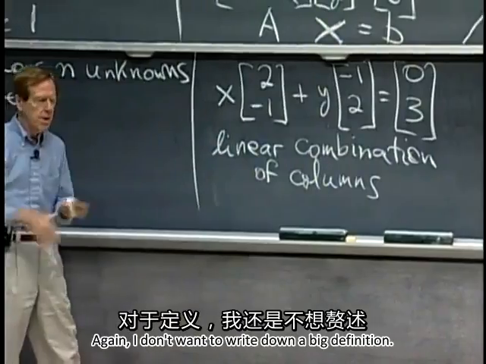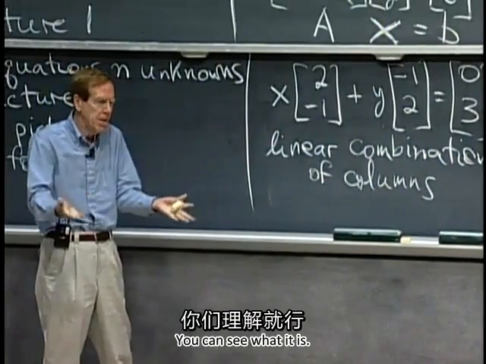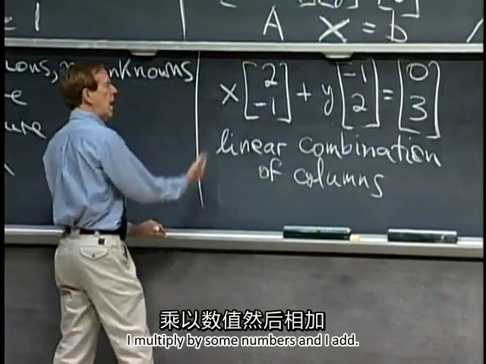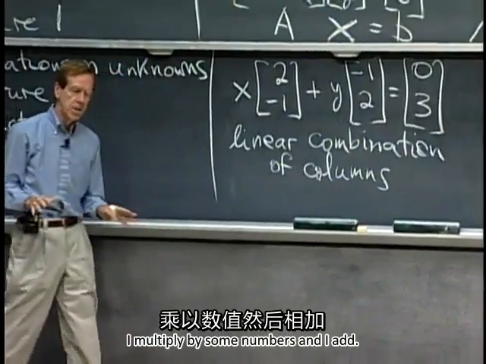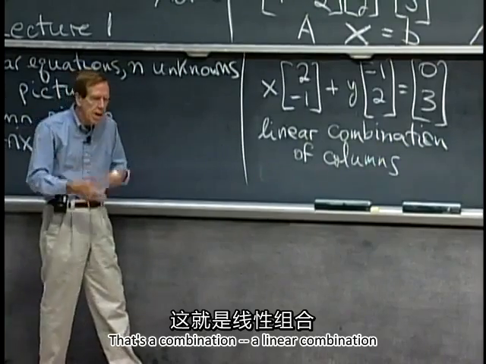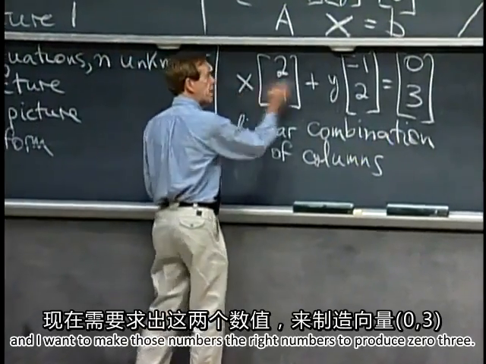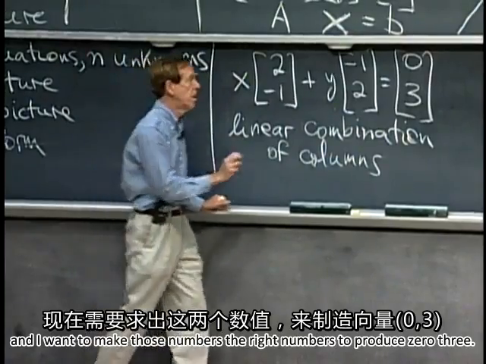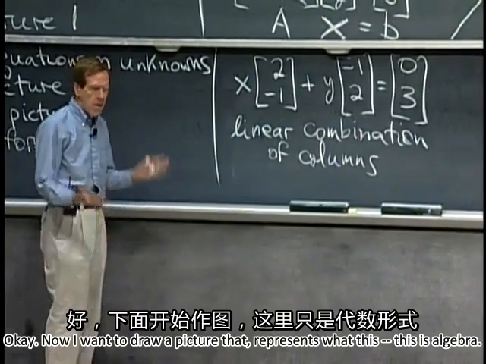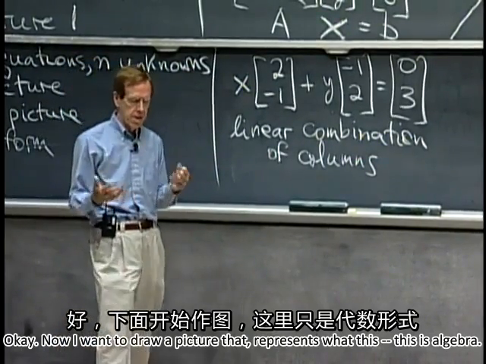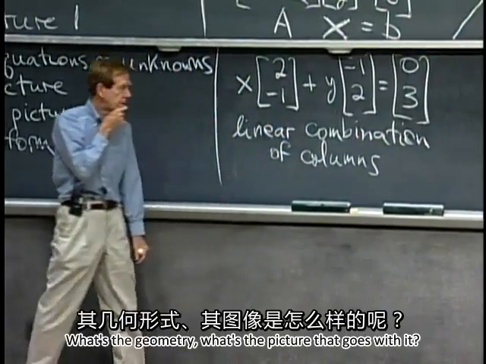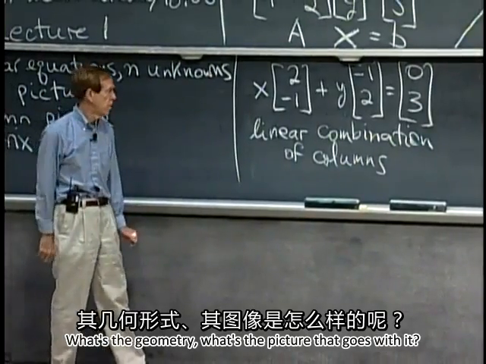Again, I don't want to write down a big definition. You can see what it is. There's column 1, there's column 2. I multiply by some numbers, and I add. That's a combination, a linear combination, and I want to make those numbers the right numbers to produce 0, 3. Okay. Now I want to draw a picture that represents what this is algebra. What's the geometry? What's the picture that goes with it?